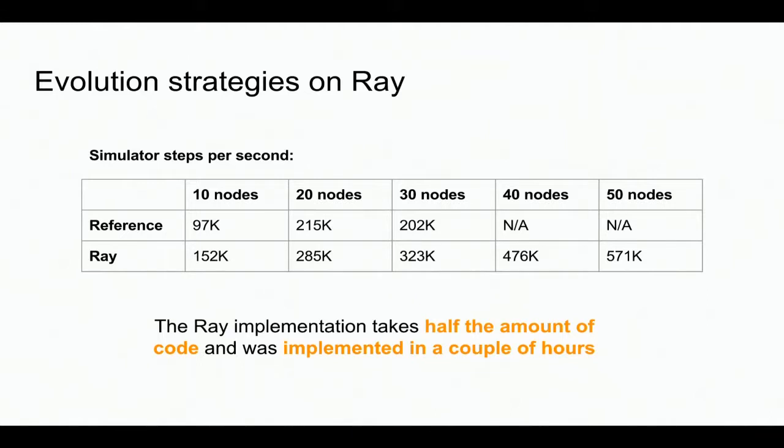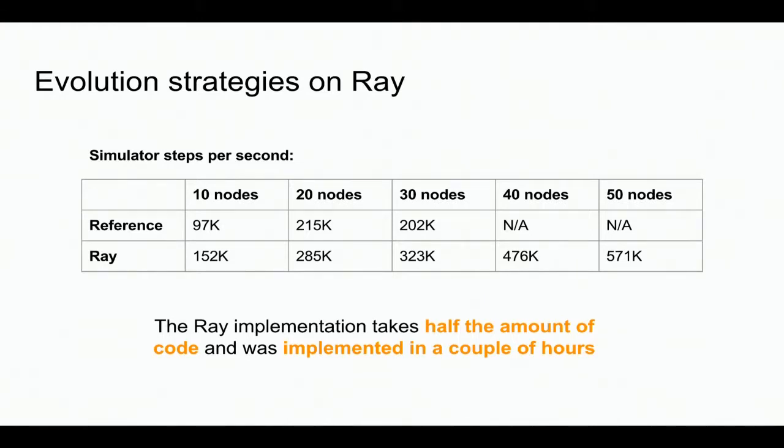And here's some performance numbers. So this is very easy to implement on top of Ray. We have some reference implementation, which is sort of a special system that is built for this algorithm, and then we compare with Ray. And so, first of all, the implementation is much easier. It's about half the amount of code, and we could implement it in a couple of hours.